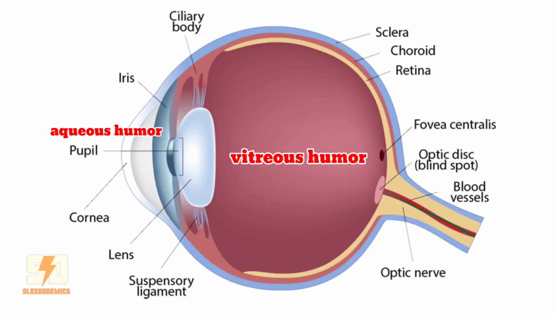It is jelly-like in nature, and the combination of these two maintains the structure and shape of the eye, also helps in supplying nutrients and in properly placing light on the retina.